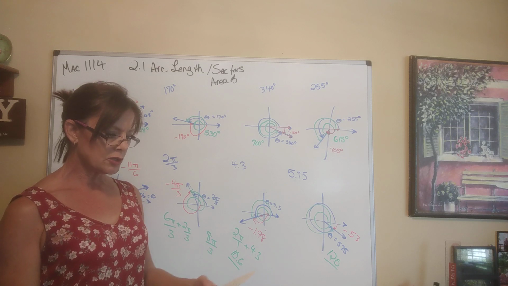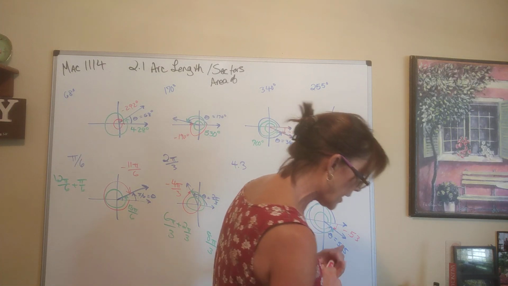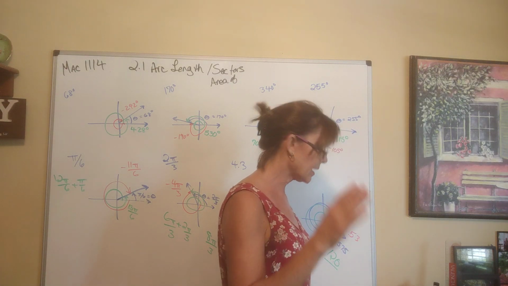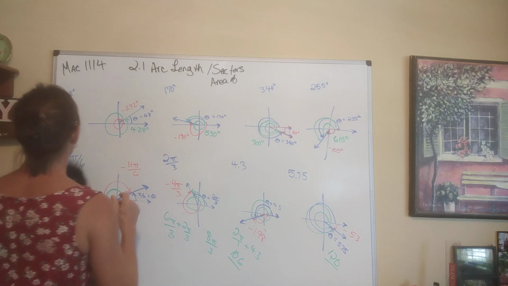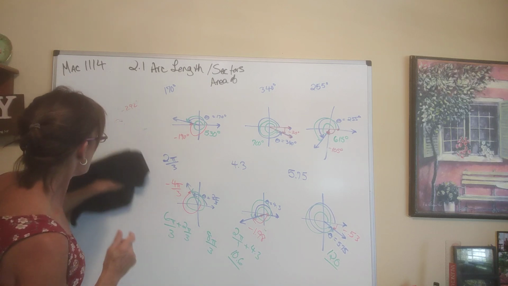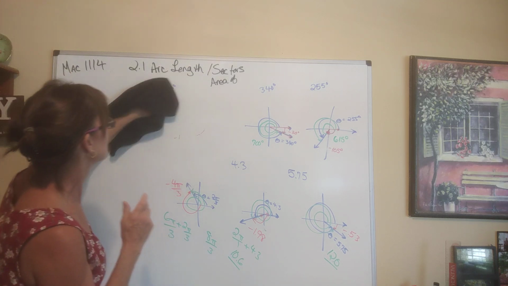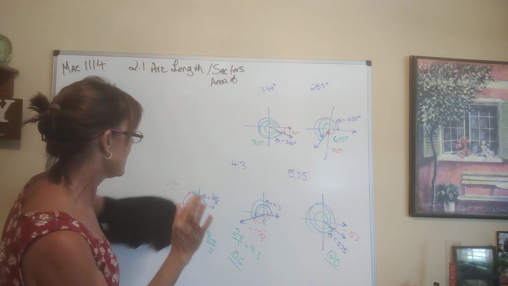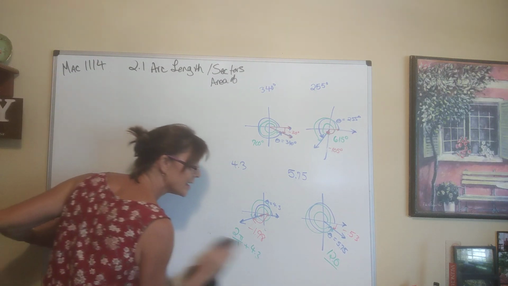Now, we are ready to tackle the word problems on this. We're finally able to see arc length and area of a sector. So let's look at these now that we have finished this stuff about coterminal angles. Arc length is how much of the circumference of the circle that you're finding. The units on that are inches, feet, centimeters. It is actually a length.